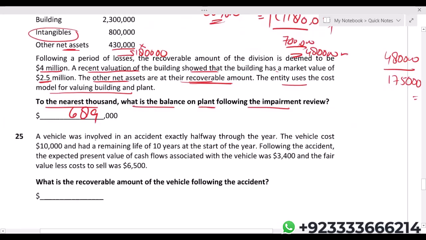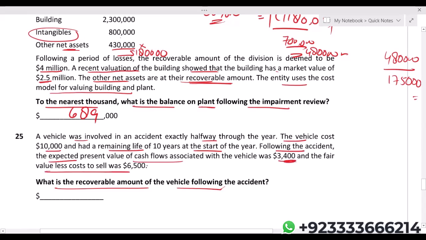what they are asking, what is the recoverable amount of the vehicle following the accident? Actually, recoverable amount is the higher of fair value minus cost to sell and value in use. A vehicle was involved in an accident exactly halfway through the year. The vehicle cost is 10,000, had a remaining life of 10 years at the start of the year. Following the accident, the expected present value of the cash flow associated is 3,400.